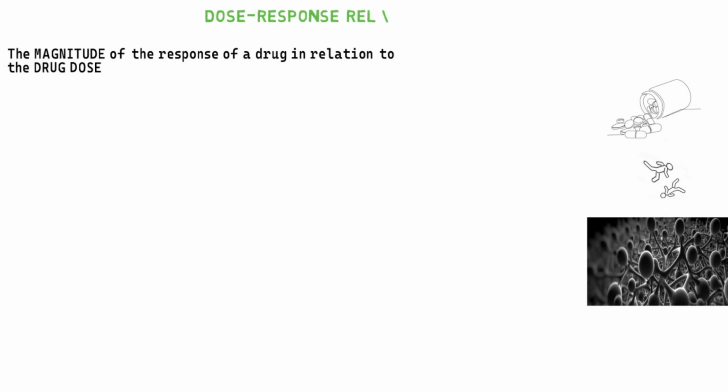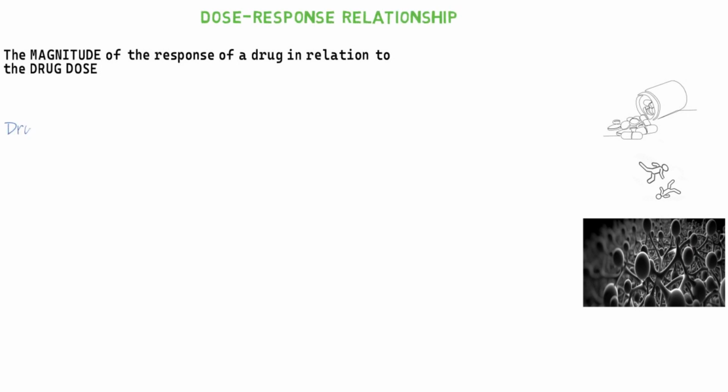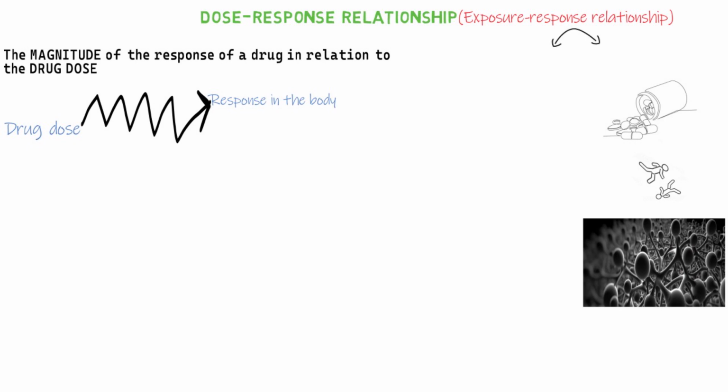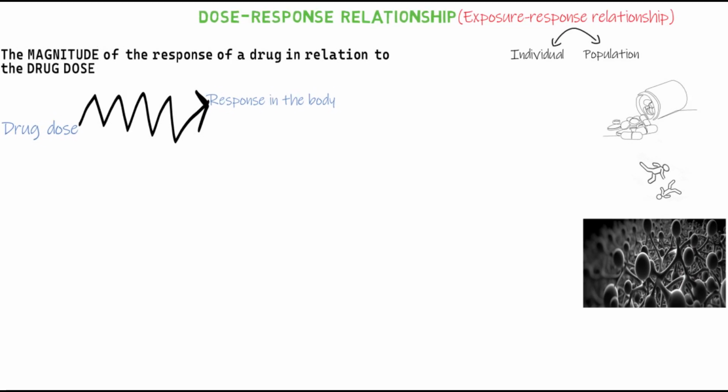This concept basically explains the relationship between the dose of the drugs we take in and the extent of responses it produces in our body as humans. The dose-response relationship is also called the exposure-response relationship, and this concept can be used in cases of individuals or in population. So it's an important aspect of pharmacology, and it's usually explained with the aid of dose-response curves.